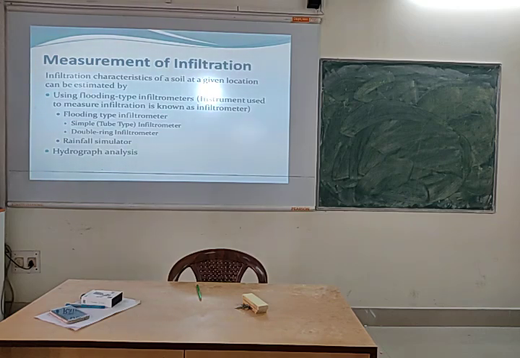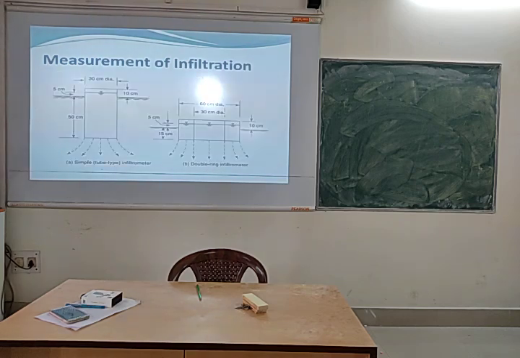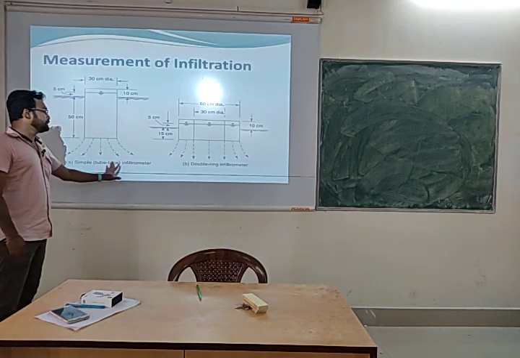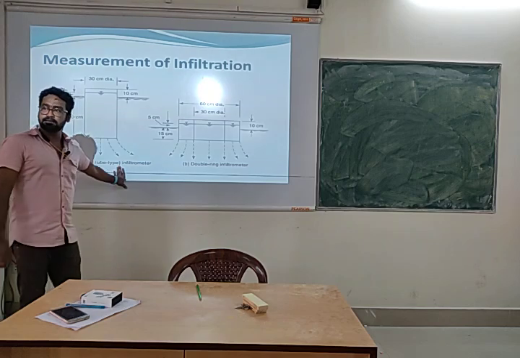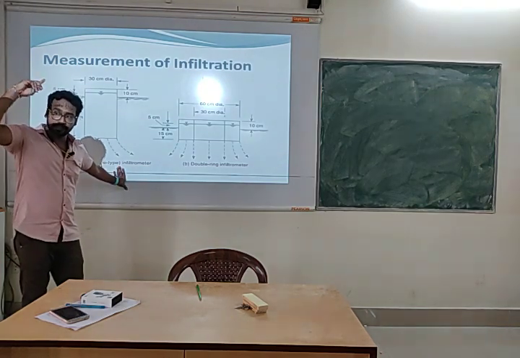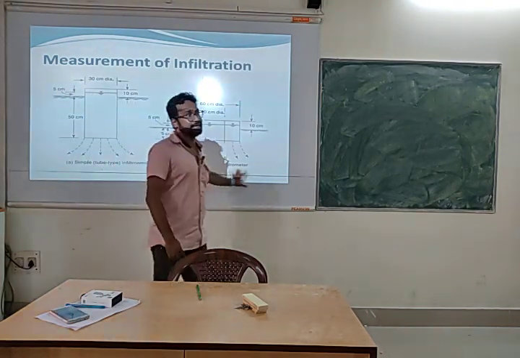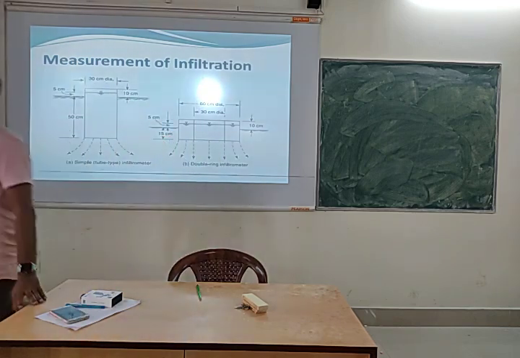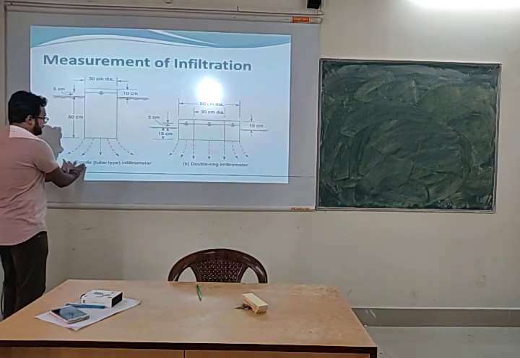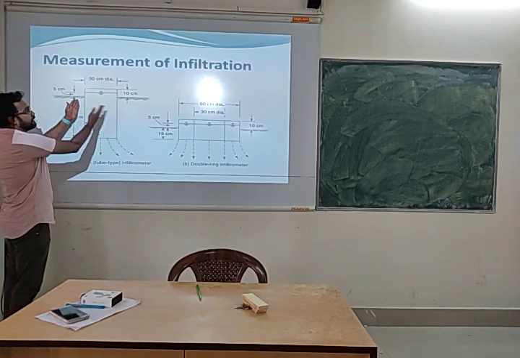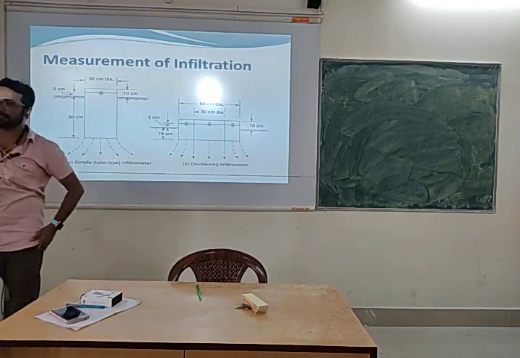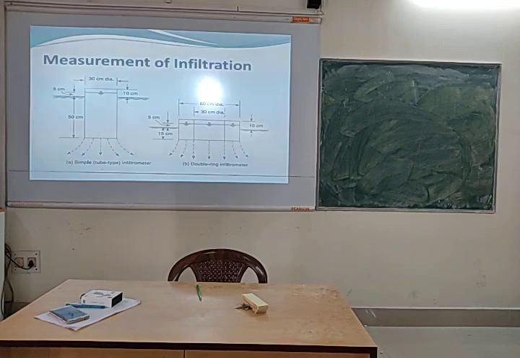How can we measure the infiltration? To measure the infiltration, there are instruments, out of which two types are largely used, that is the simple tube type infiltrometer and the double ring infiltrometer. In the simple tube type infiltrometer, one ring or one tube is there. In the double ring, two rings will be there, nothing else.